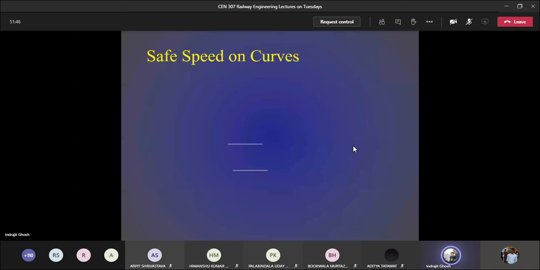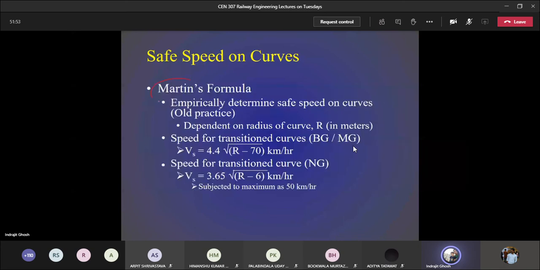For safe speed on curves, there are certain formulas which were prescribed by one person, known as Martin. These are empirically developed formulas to determine safe speed on curves. This is old practice. Now if you look at those formulas, this is V_s for transition curve, for broad gauge, meter gauge, and narrow gauge. If you look at this equation, all of a sudden 4.4, 3.65 are coming. This is because those are empirically developed.